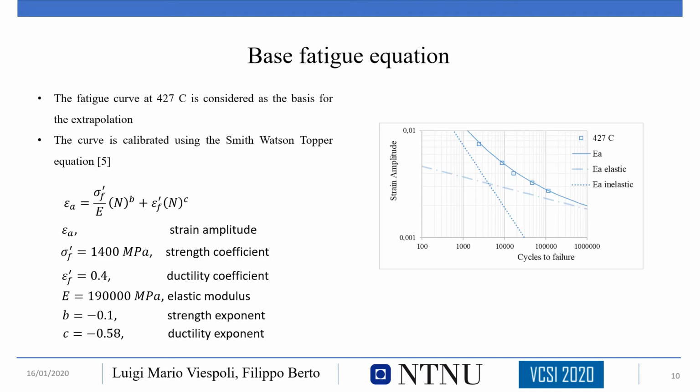The fatigue curve at the lowest temperature is taken as the reference curve for the extrapolation. The Smith-Watson-Topper equation is calibrated on the base of this curve and will be used as starting point for the generation of the array of curves at higher temperatures by reducing the strain amplitude at any given number of cycles according to the computed creep damage.